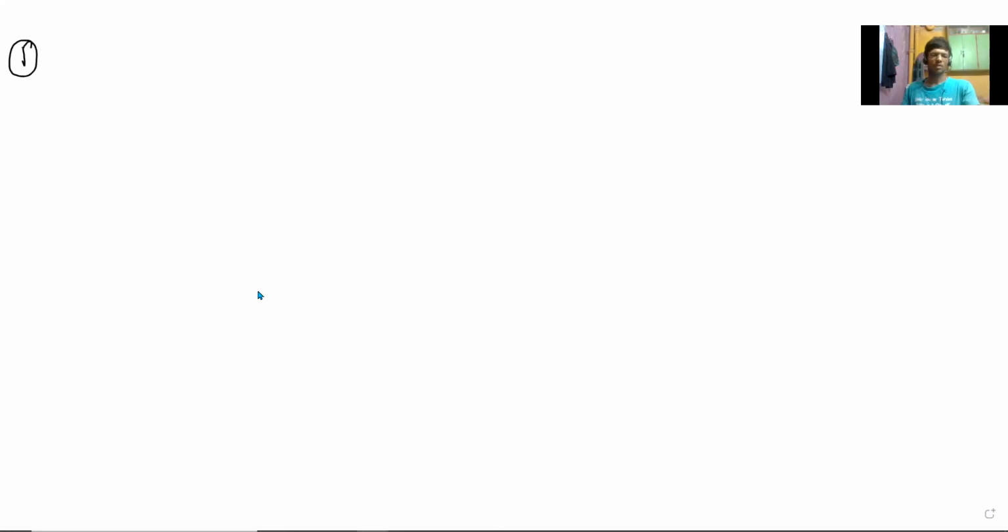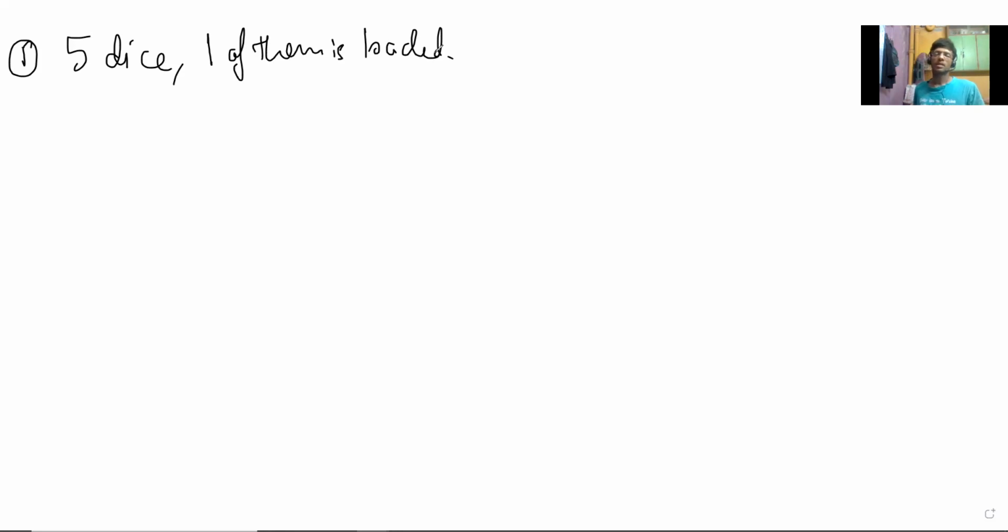Let's do the ones that I gave yesterday. This Lucky Losers Casino problem. Let's try to do that problem. Basically we have five dice, right? One of them is loaded. Can anybody say the rest of the question in brief language without mentioning all the words that are there?